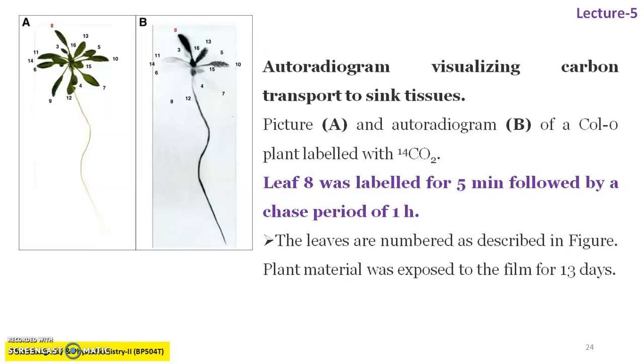So this is the autoradiogram visualizing carbon transport to zinc tissues. So in part A, the number 8 leaf is attached, or they inserted the radioactive isotope, that is carbon 14 in the form of the gas CO2, and it was seen by radiography that from 8, 16, 13 and 5 and 10 only that active constituent is passing from head to tail.